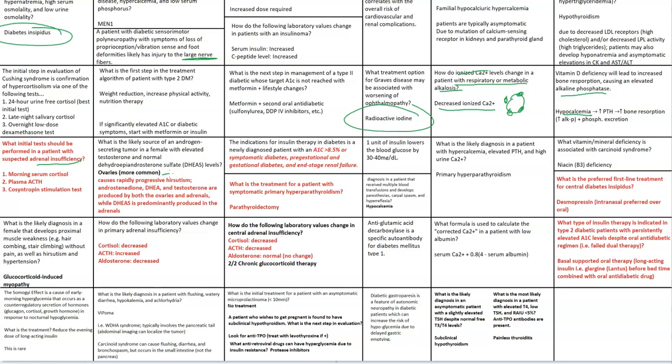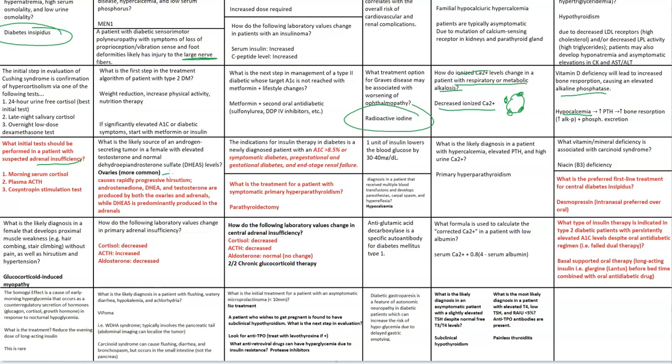Androstenedione, DHEA, and testosterone are all produced by both the ovaries and adrenals. DHEAS is predominantly produced by the adrenals, high yield. The indications for insulin therapy in diabetics is for a newly diagnosed patient with A1C greater than 8.5 or symptomatic diabetes, pregestational and gestational diabetes, as well as end-stage renal failure.